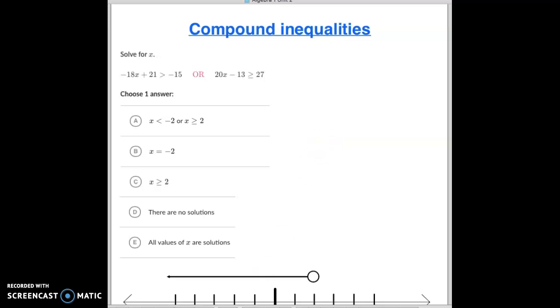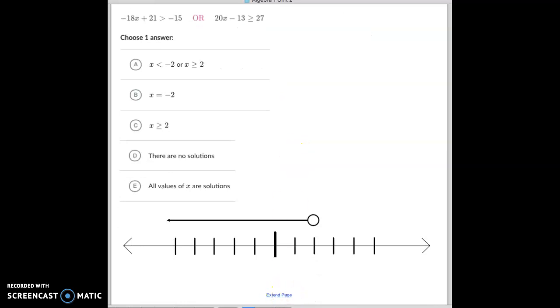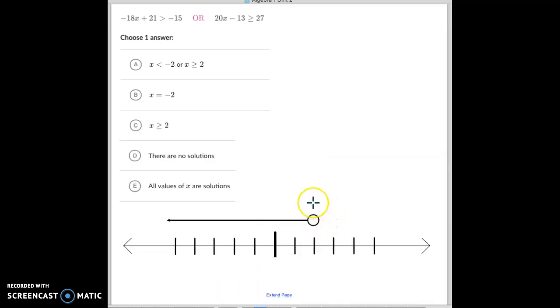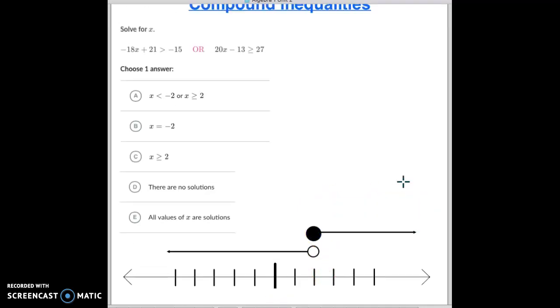Then the next one, all right, I'm going to first add the 13, so 20x is greater than or equal to 40. I then divide by 20, and I get x is greater than or equal to 2. So in this case, x is greater than or equal to, I need to have a fill color on this one as well. So the other one starts right here on number 2 as well. And it's greater than or equal to, so the line goes this direction. Okay.